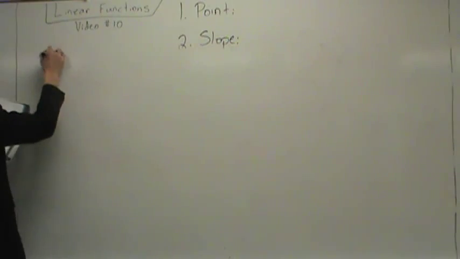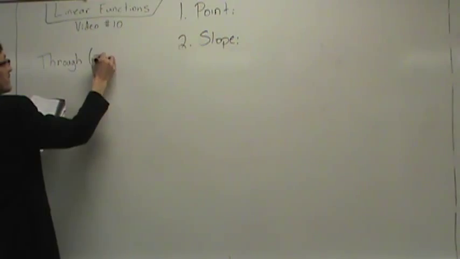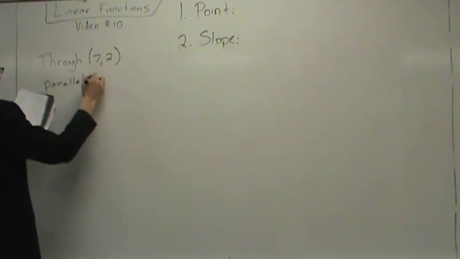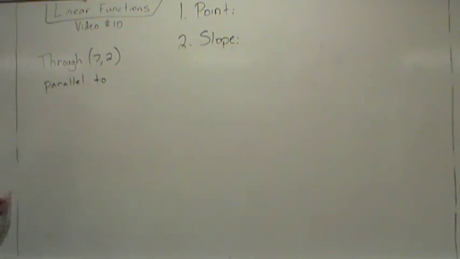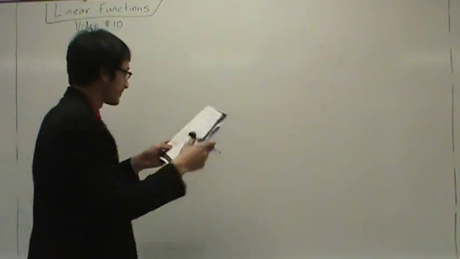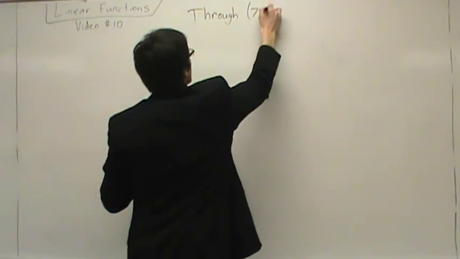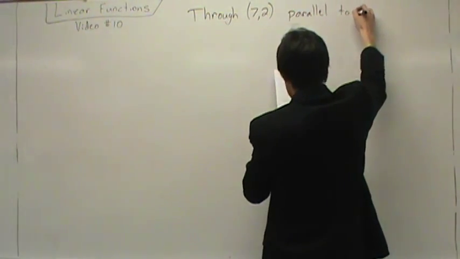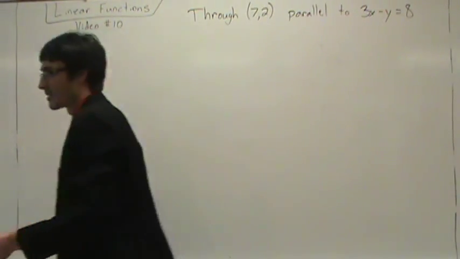It says through 7, 2, parallel to 3x minus y equals 8. Actually, let me write this all in one line. Through 7, 2, parallel to 3x minus y equals 8. Okay, what are we looking at?